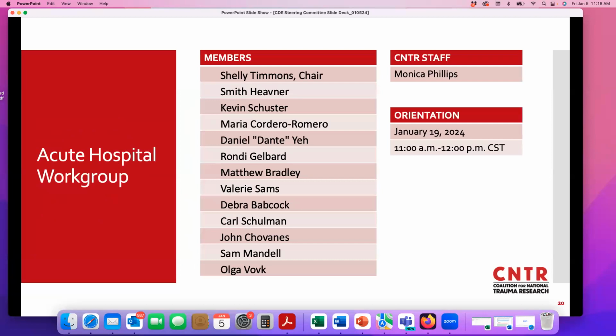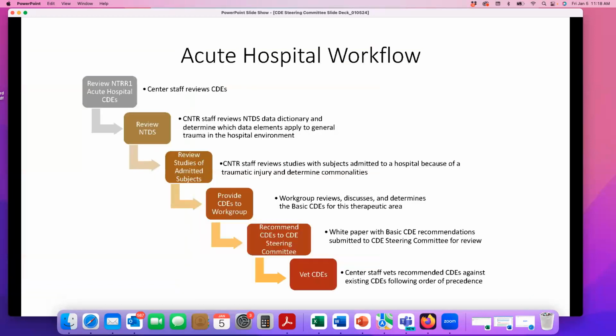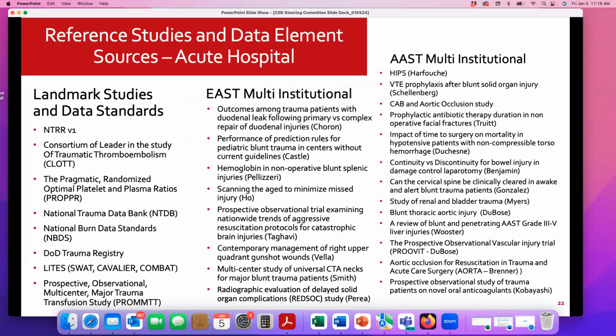Acute hospital working group led by Dr. Timmons, and I'm staffing that. Our orientation is January 19th. Same workflow, similar studies, but not every study collects pre-hospital data, so they're a little bit different. And there's a lot in acute care, so we have a lot of data to look at.